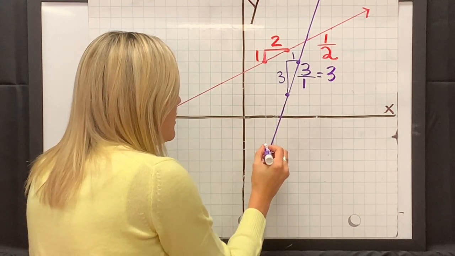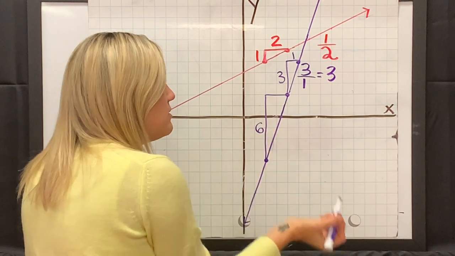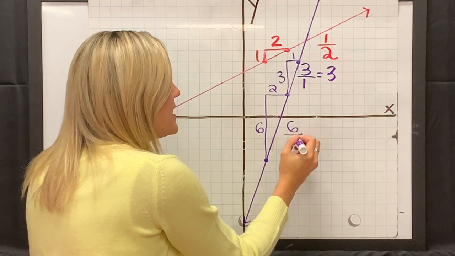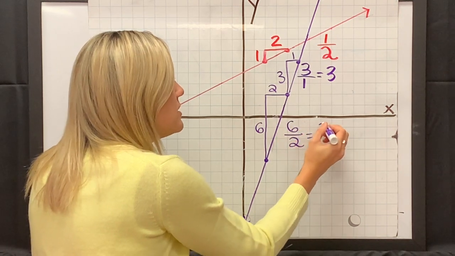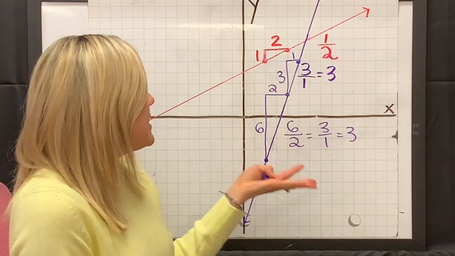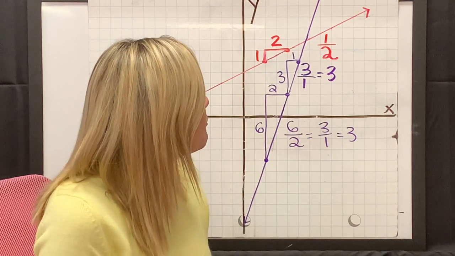So if I counted the units up and then the units right, I would get 6 units up and 2 units right. And the number 6 over 2 reduces to 3 over 1, which is just 3. So it really doesn't matter which 2 points you choose, you will always get a slope of 3.